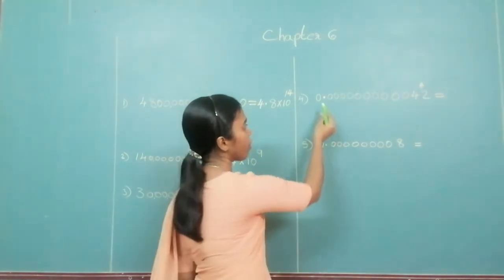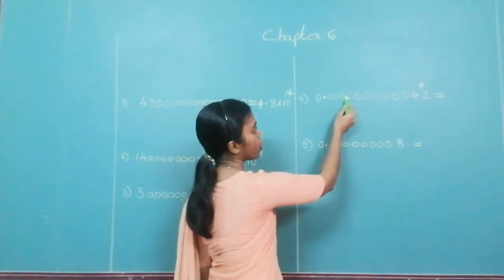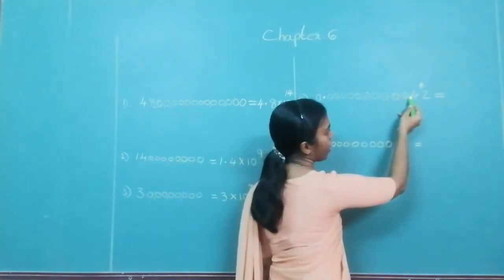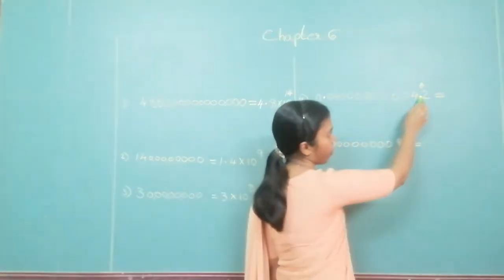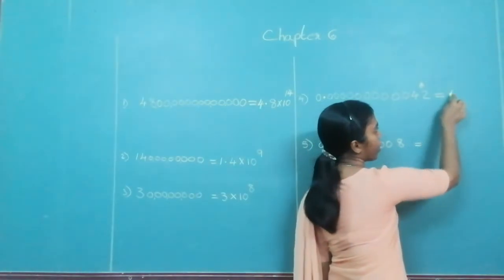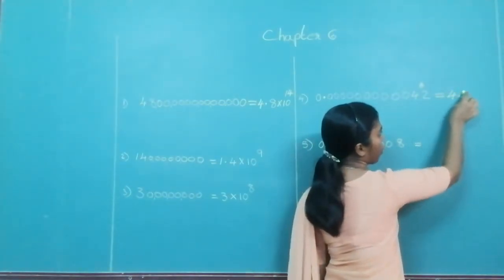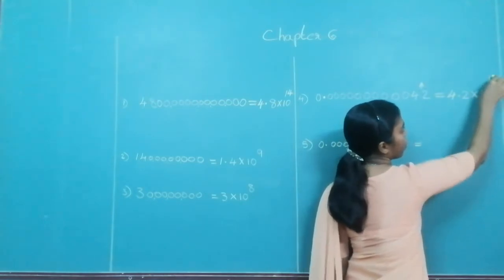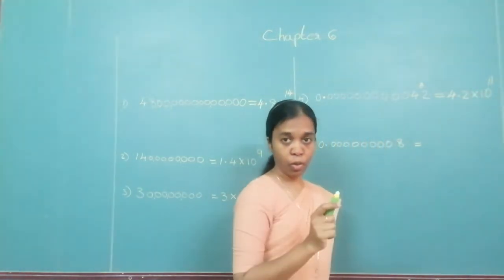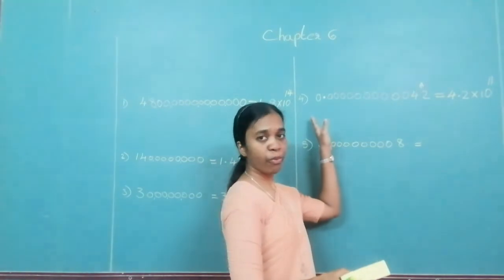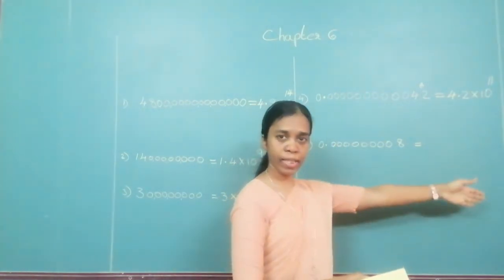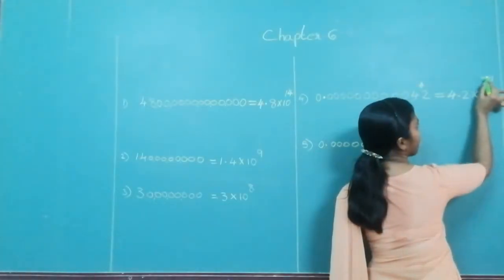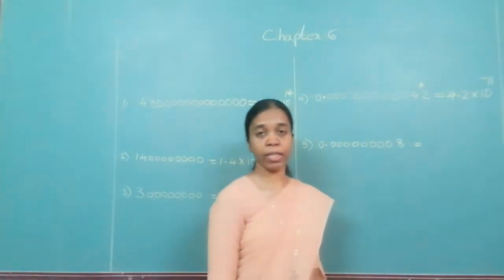You start counting from here. 1, 2, 3, 4, 5, 6, 7, 8, 9, 10, 11. Okay, we have got 11. So how do I write it? 4.2 into 10 raised to 11. But now I have shifted from here to the right side. So it will be minus 11. It will be minus 11.